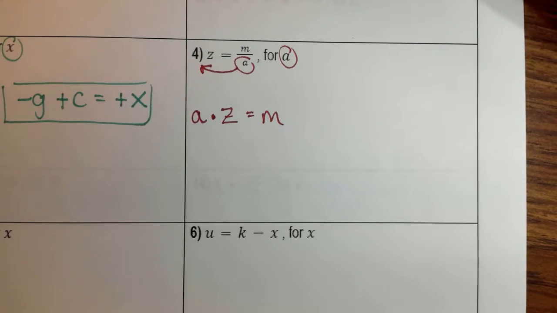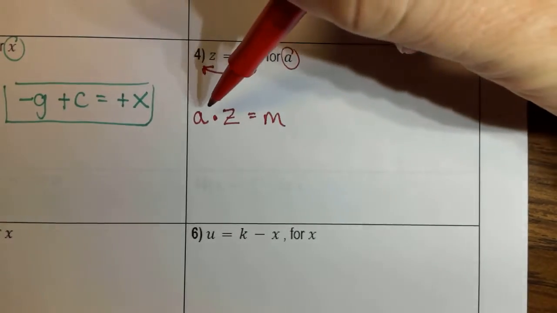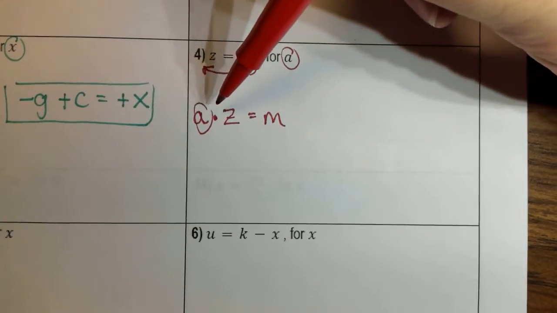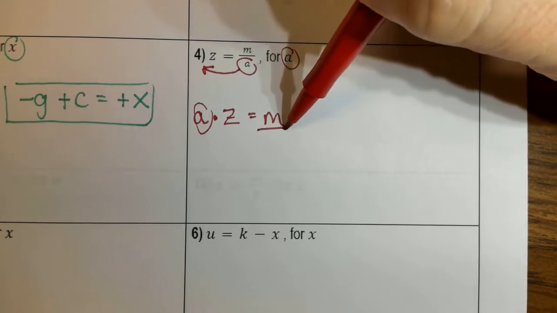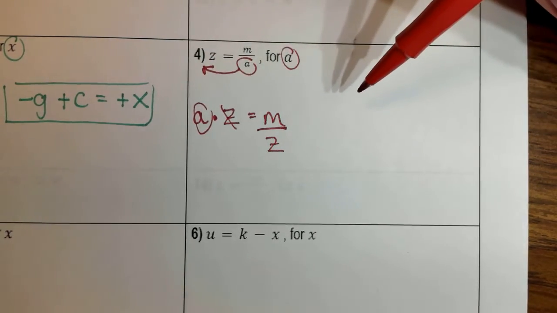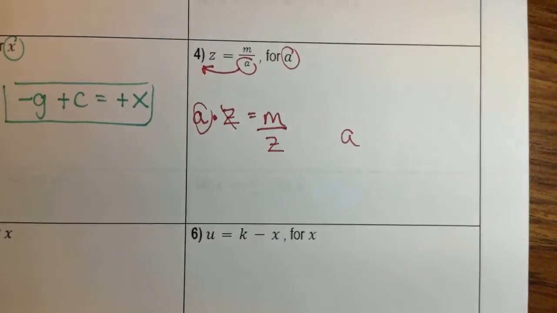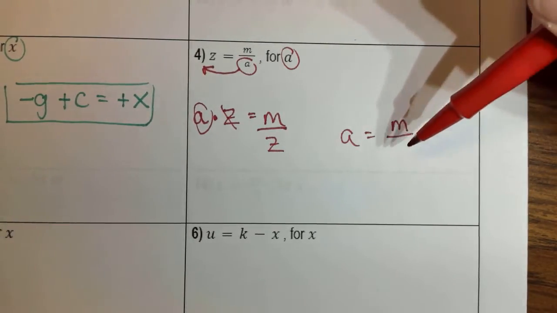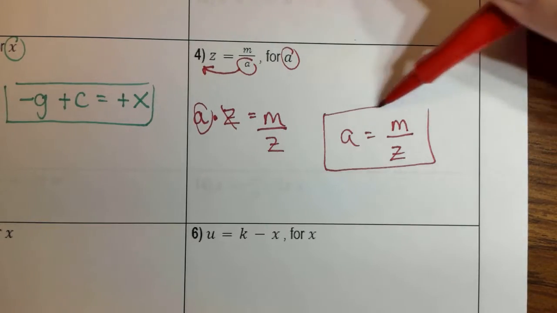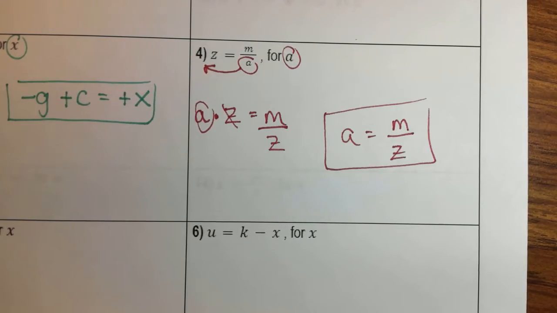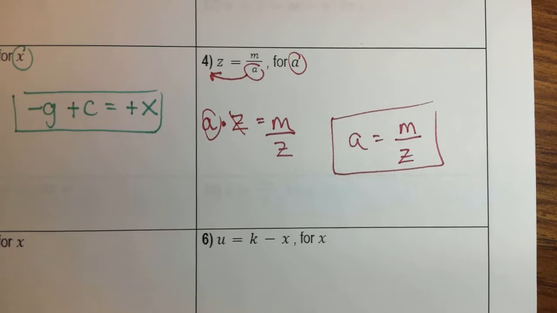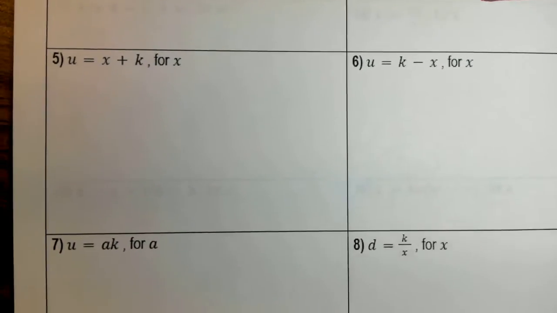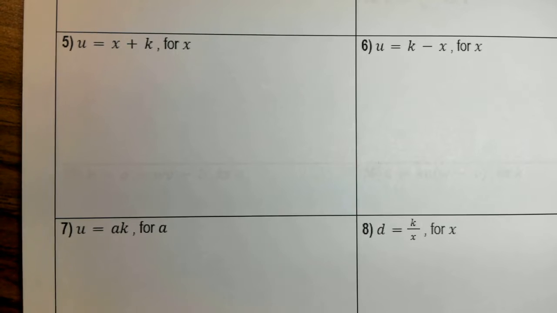I don't want it in the bottom. And now from here, I want a, right? So because it's times z, I want to divide by z. And that becomes my answer. So I get a equals m over z. Okay, that's one way you can do those when the letter's in the bottom. I guess it depends on the problem, but sometimes I do it that way, and then again I'll show you on number 8. There's a different way you can do it that I'll do sometimes also.